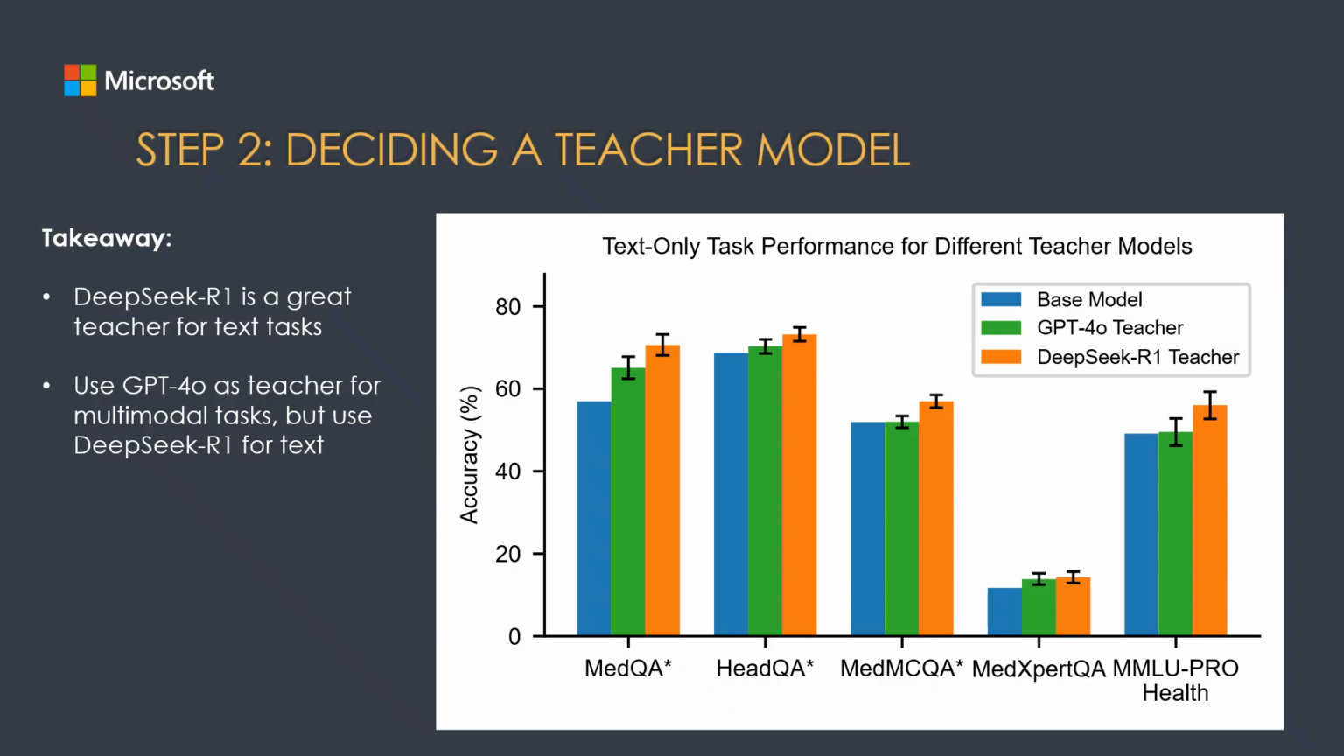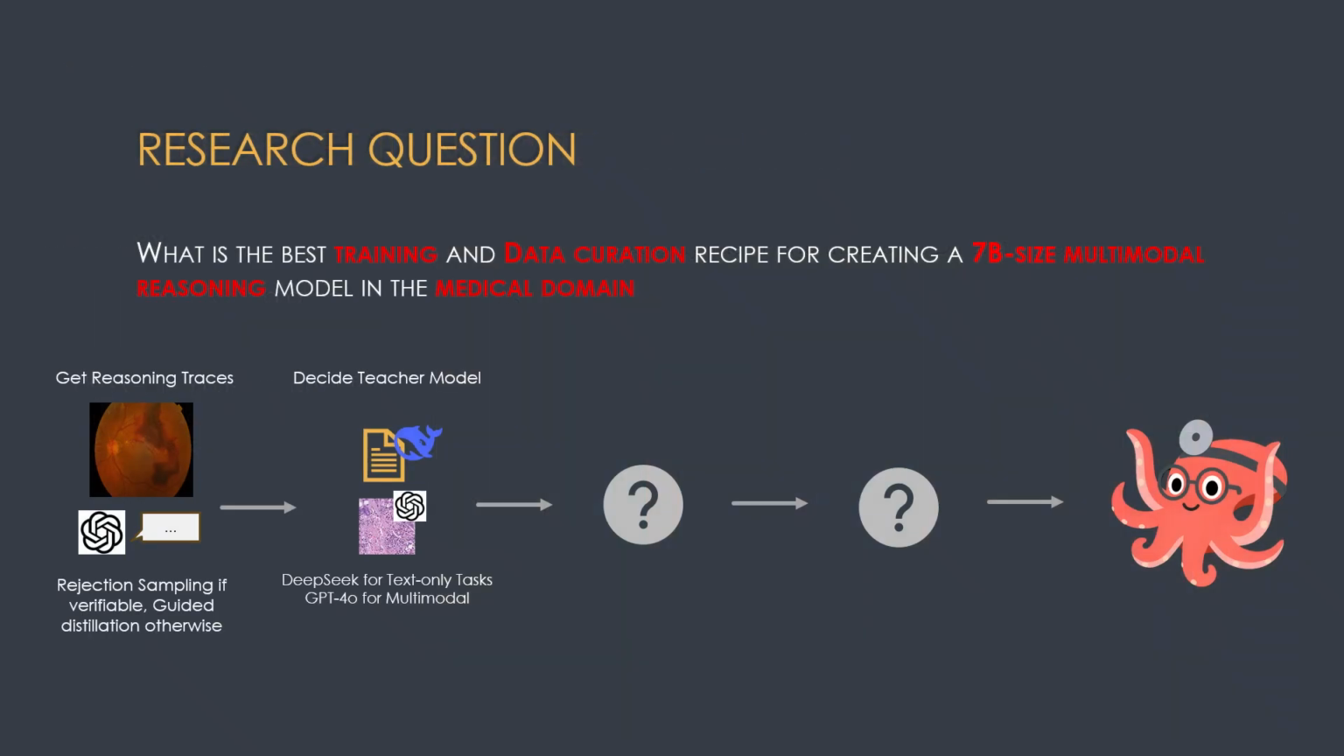It's a text-only model. So instead of picking one teacher, we use both: GPT-4o for questions with images and DeepSeek R1 for text-only questions. In our pipeline, we decided to use DeepSeek R1 for text-only tasks and GPT-4o for multimodal tasks.